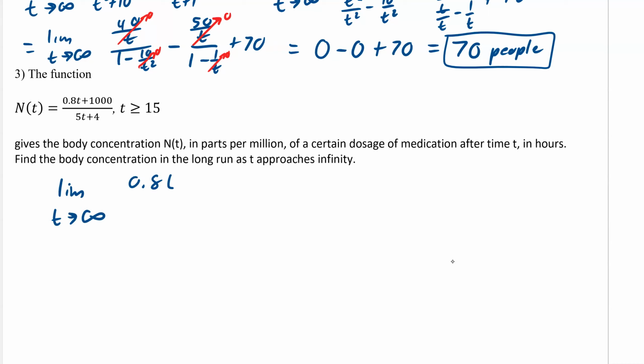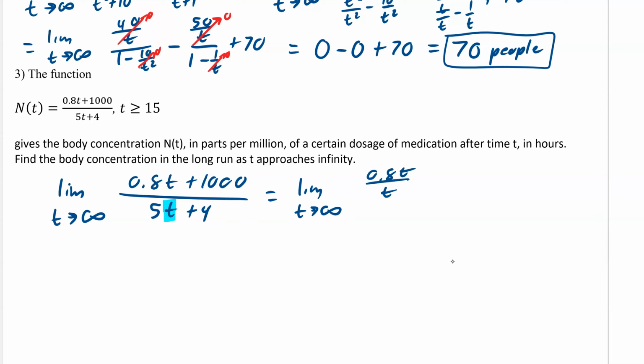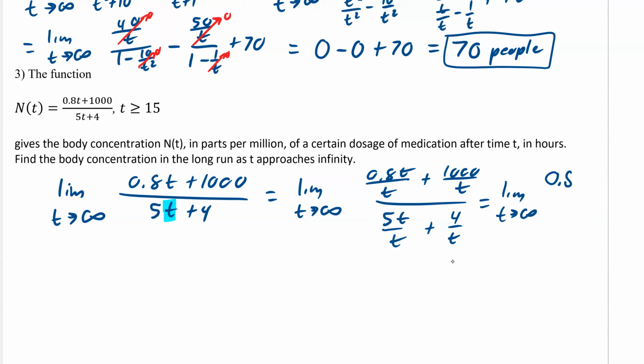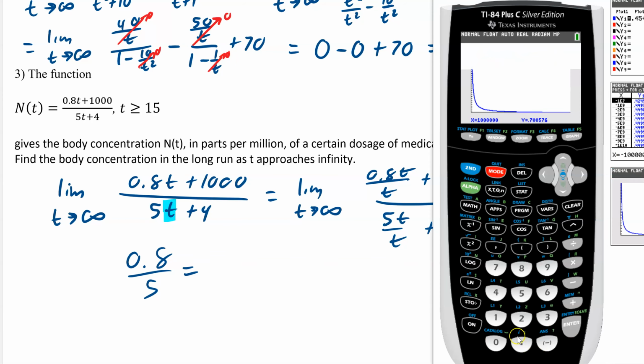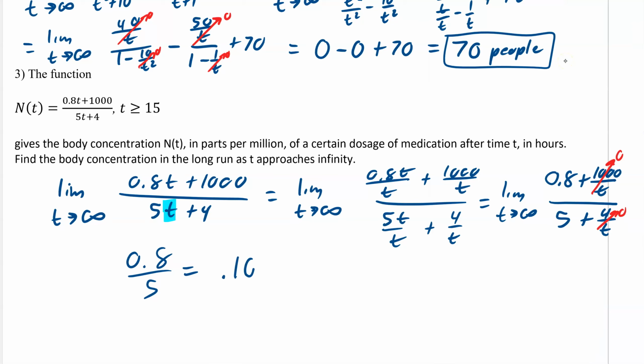So if we plug that function in here, and then we divide everything again by t, so that's the biggest one on the bottom, we get the limit as t approaches infinity of 0.8t over t plus 1,000 over t, and so on. Let's simplify. All right, now we can say you go to 0 and you go to 0, and we're left with 0.8 over 5. And if we plug that in our calculator, we end up with 0.16. And it's parts per million.